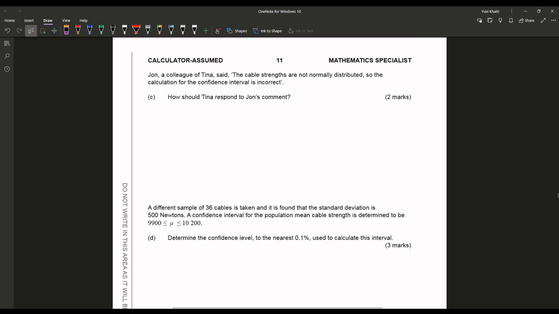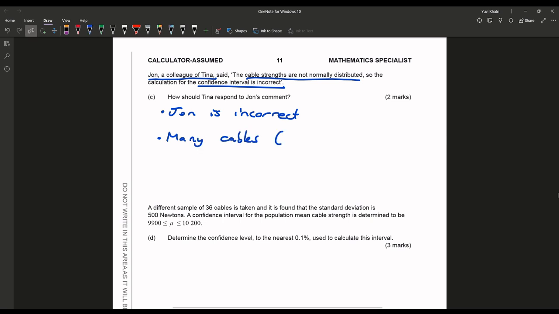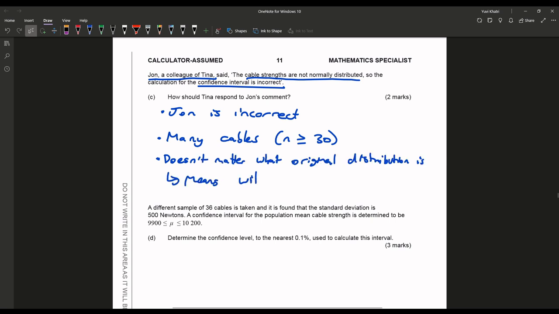Now for part C, John, a colleague of Tina, said that the cable strengths are not normally distributed, so the calculation for the confidence interval is incorrect. How should Tina respond? Well, first, John is incorrect. And that's because we are selecting many cables where n is greater than or equal to 30. So that's a sample size of greater than 30. And because we're selecting many cables, it does not matter what the original distribution is. The means will be normally distributed anyway.